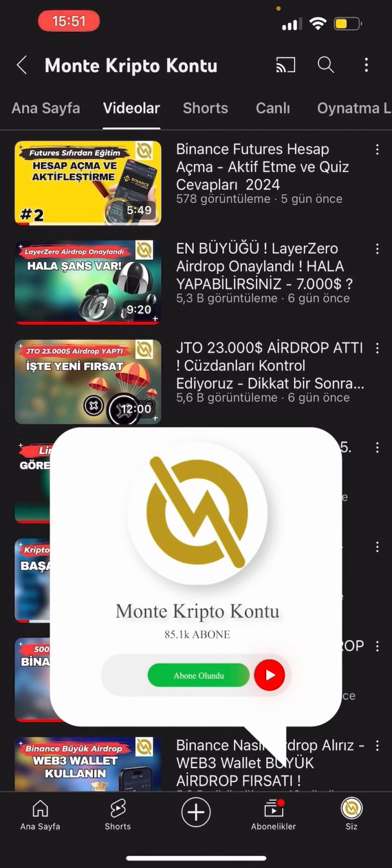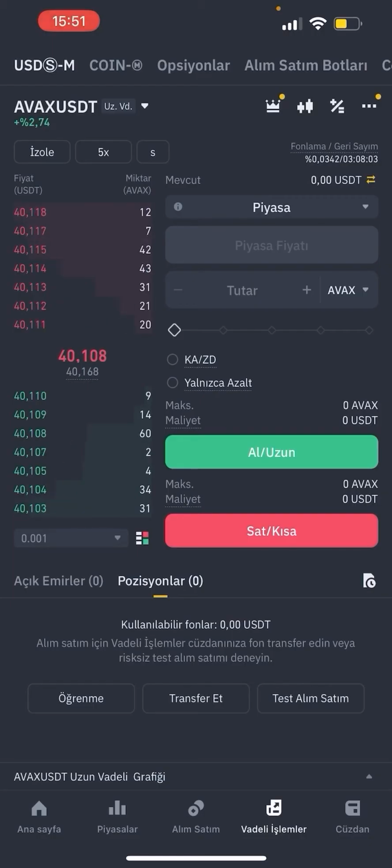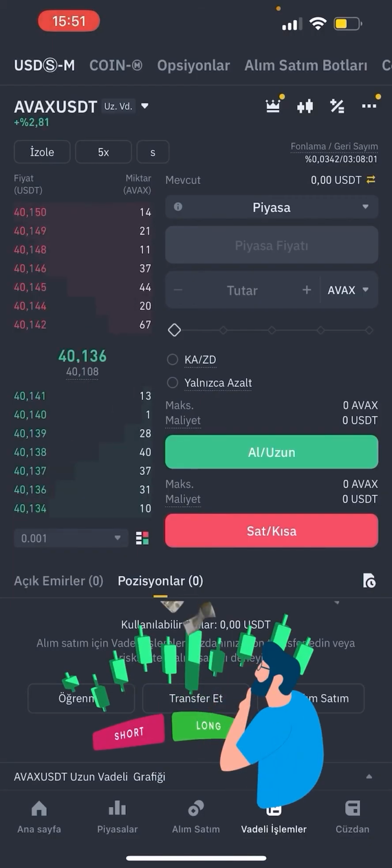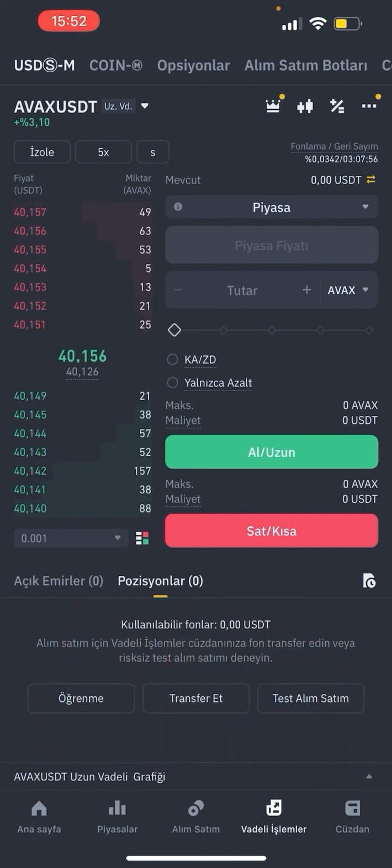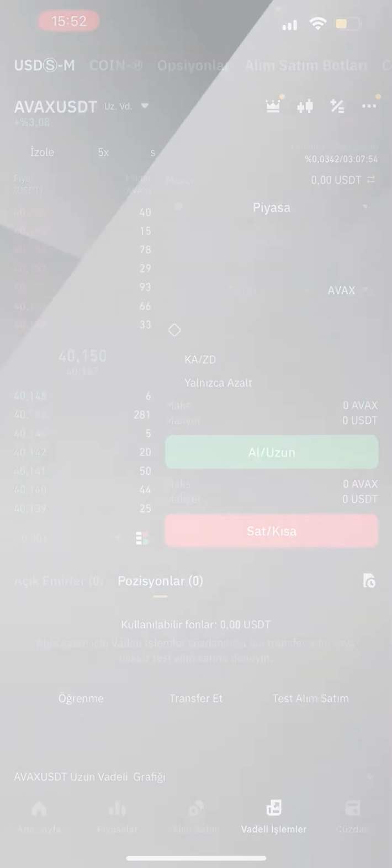You hear Binance Futures very often these days. Yes, we can make very good money, but we can also lose money. It's a beautiful platform, but it's also a risky platform. That's why we're creating a guide, especially for beginners to learn.